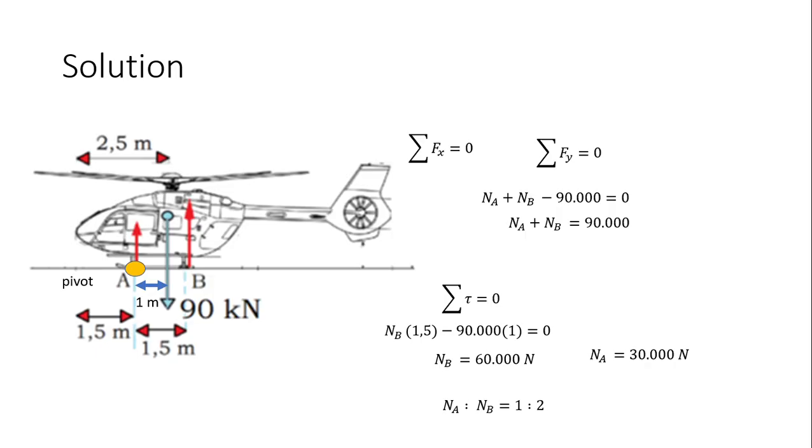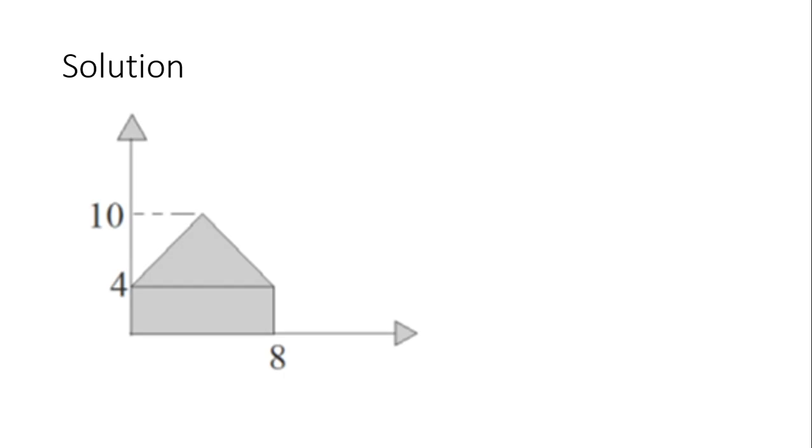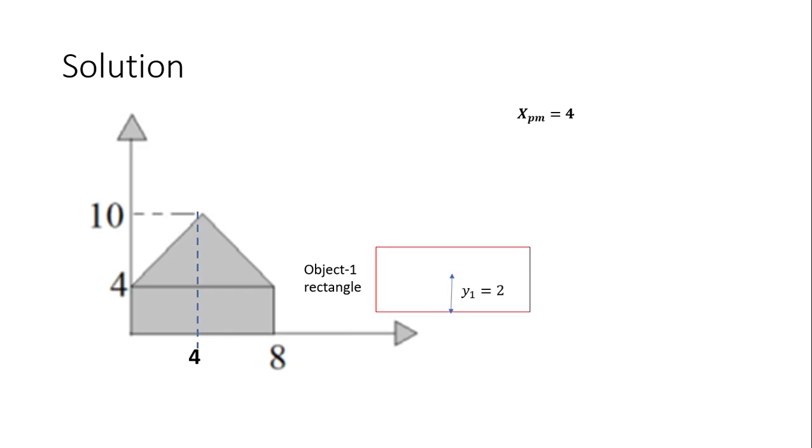Okay, we continue. This is the centroid, or center of gravity. We have two kinds of objects here. Because this is symmetrical, it really helps us. Symmetrical means the center of x has to be 4. Object 1 is a rectangle, and its y is 2. So the area is 32.